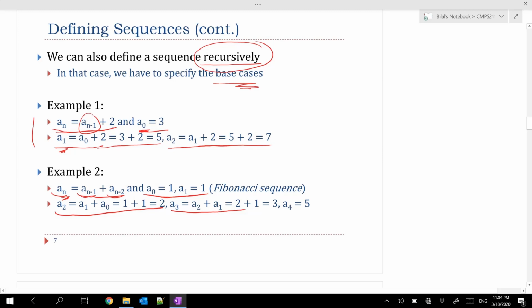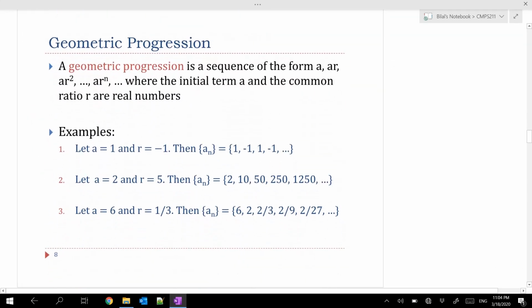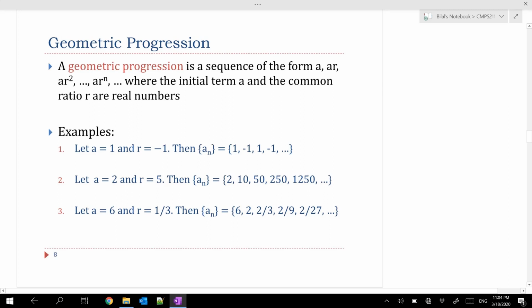Okay, good. So I think all this material is not totally new. Add to this a quick refresher on geometric and arithmetic progression. So a geometric progression is a sequence of the form a, ar, ar squared, and so on and so forth, where the initial term a and the common ratio r are real numbers. So let's consider an example. If a is equal to 2, r is equal to 5, then your sequence is 2, 10, 50, 250, and so on and so forth.